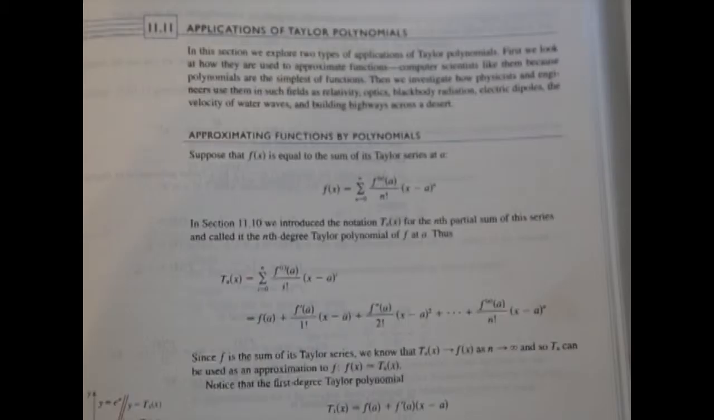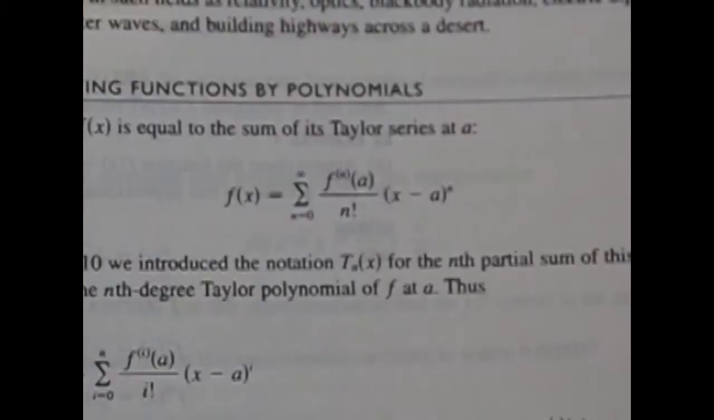If we get started right here, we can just look at what a Taylor series is. It's defined as f of x equals the summation as n equals 0 to infinity of f to the n power of a, divided by n factorial, all times x minus a to the power of n.